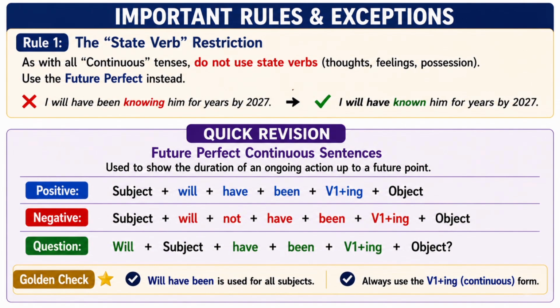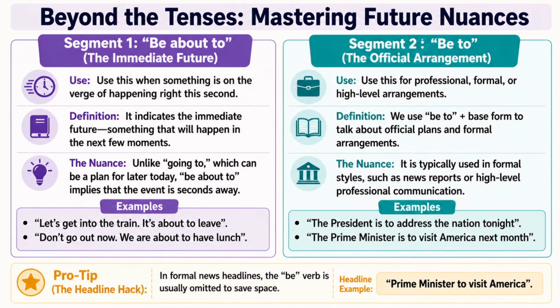Congratulations! You have now completed all 12 English tenses. But before we end this lesson, let's learn a few advanced ways to talk about the future that native English speakers use. The first one is be about to.